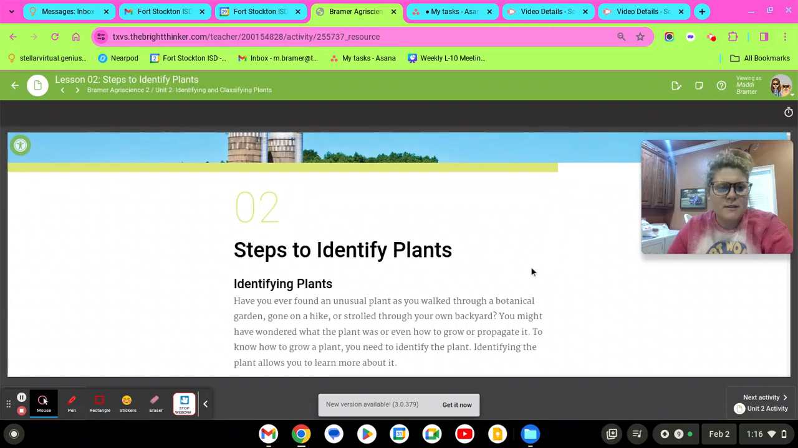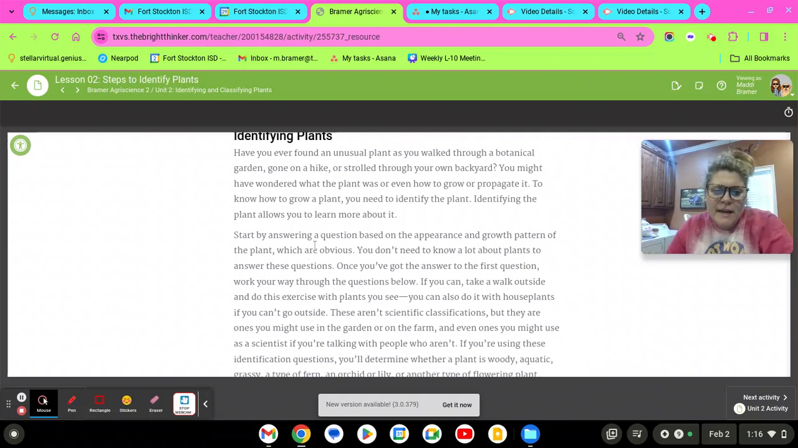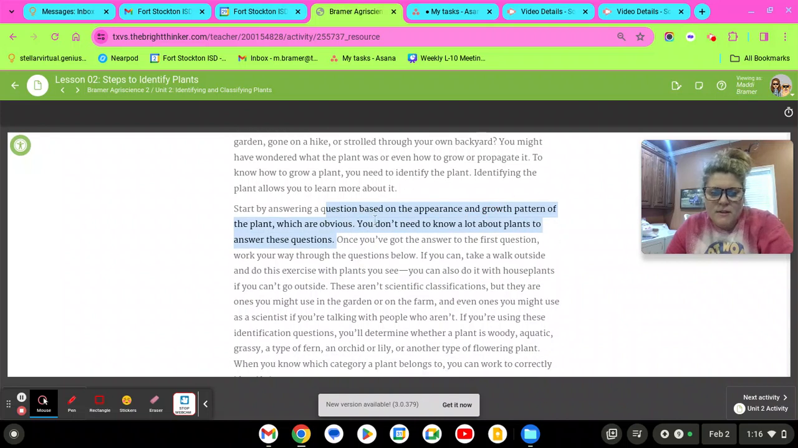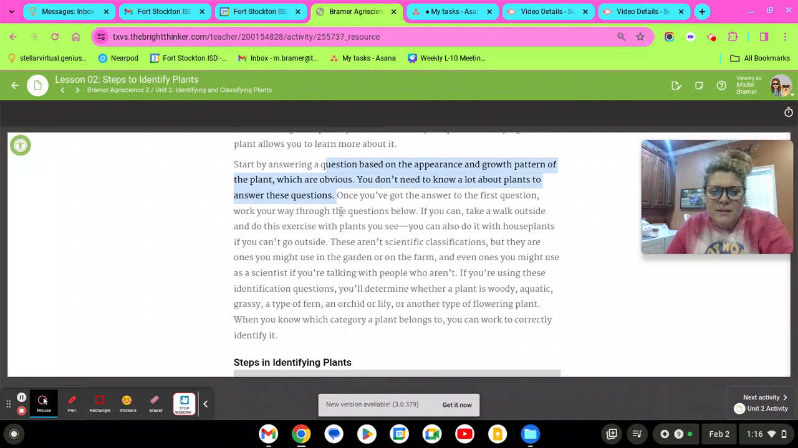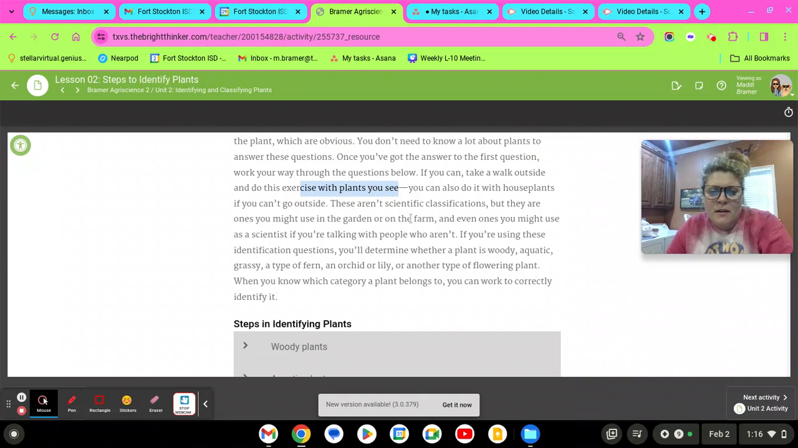All right, so lesson 2 of unit 2 talks about steps to identifying plants, what you do to start identifying. So start by answering a question based on the appearance or growth pattern of the plant, what's obvious. You don't need to know a lot about plants to answer some of these questions. Then you can start deciding. If you can, take a walk outside, do this exercise with plants you see. You can also do it with houseplants if you couldn't go outside.